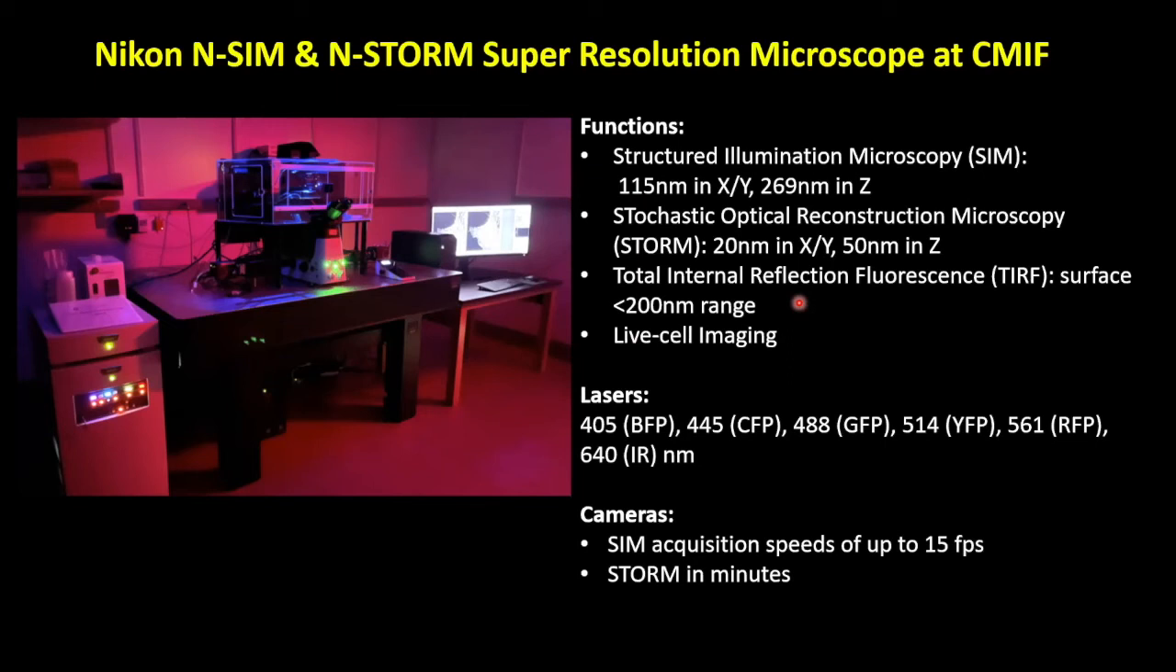The TIRF phenomenon happens when light passes from a high refractive index medium to a lower one. For example, from glass to water: glass has a high refractive index of about 1.5, and water about 1.3. At a certain angle, the light will be totally reflected back. Therefore, it forms a very high resolution within 200 nanometers. The system also comes with 6 lasers, the standard 4 lasers, and also the CFP and YFP lasers for FRET applications. The camera for SIM can go up to 15 frames per second. STORM usually needs a few thousand images, so the acquisition will usually take minutes.